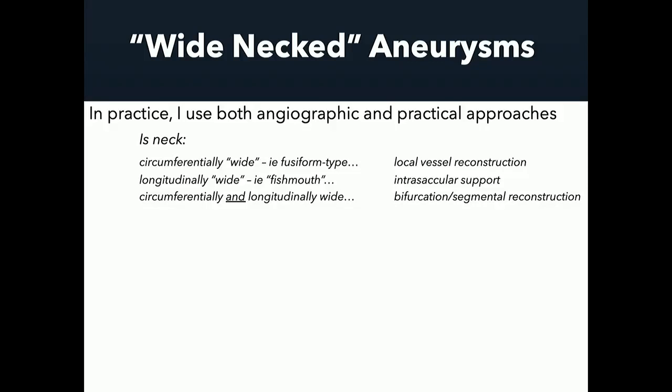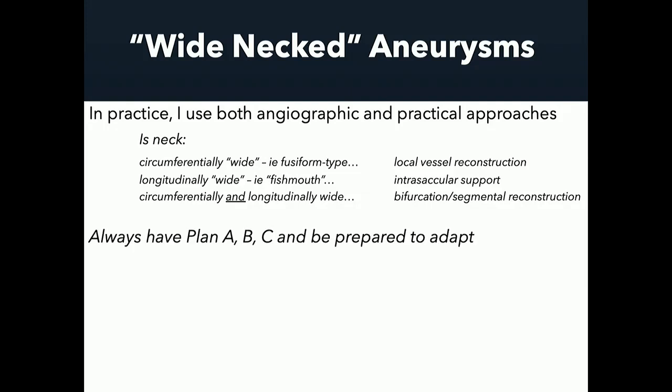There are the ones that are more or less circumferential with a fusiform type pattern. These require a local vessel reconstruction. Just getting the neck of these is often not enough because there isn't much of a neck. You actually need to rebuild the vessel in that local segment. Some aneurysms have more of a longitudinally wide fish mouth type appearance with a long neck along the axis of the vessel. These often require support of an intrasaccular construct, whether it be coils or a web or similar. And there are some that are both circumferential around the vessel and long. These can occur at bifurcations or in the paraclinoid segment, for example, where you might need a segmental reconstruction.